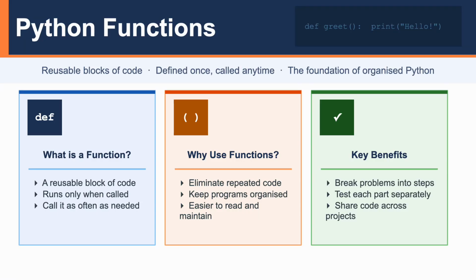Today we are going to learn about Python functions. A function is a reusable block of code. It runs only when you call it. You define a function once, then use it as many times as you need.